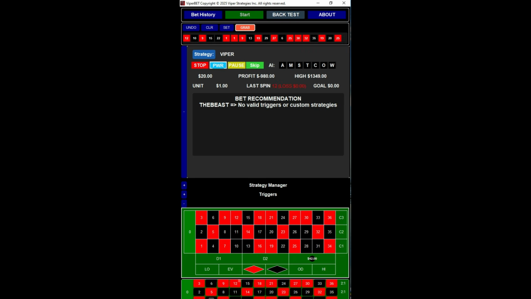And that's it. That's a bust right there. So it did survive 1,000 spins, but we ended minus 980. We only have 20 bucks in the bank. We did peak out at a high of $349 in session profit. Again, I probably should have started this with a more aggressive approach.